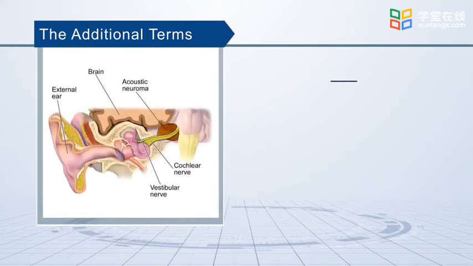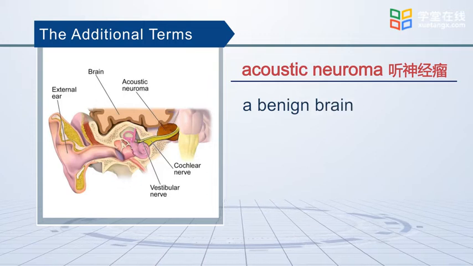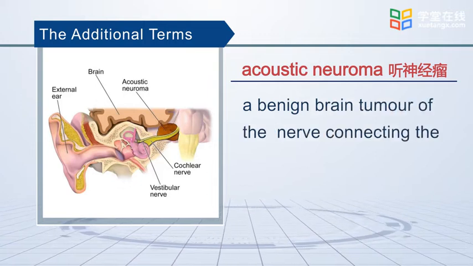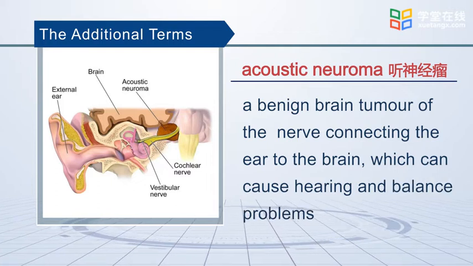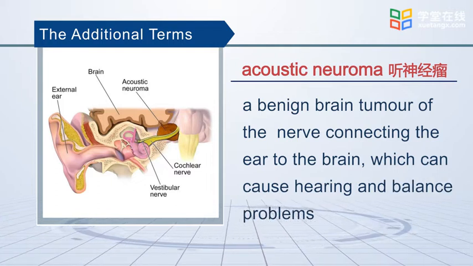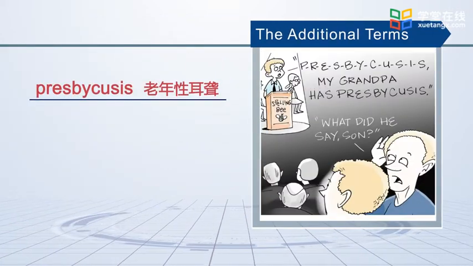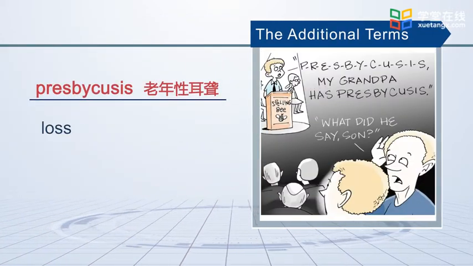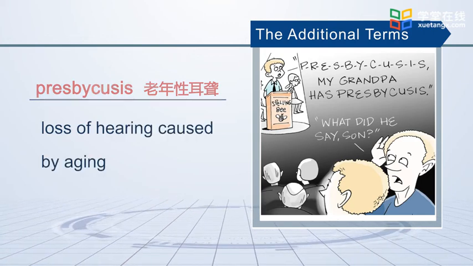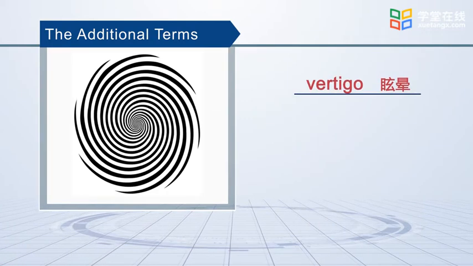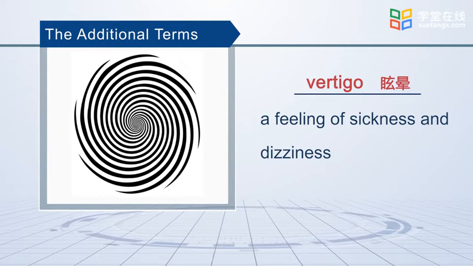The first one, acoustic neuroma. It is a benign brain tumor of the nerve connecting the ear to the brain, which can cause hearing and balance problems. Presbycusis. It refers to loss of hearing caused by aging. Vertigo. It is a feeling of sickness and dizziness.